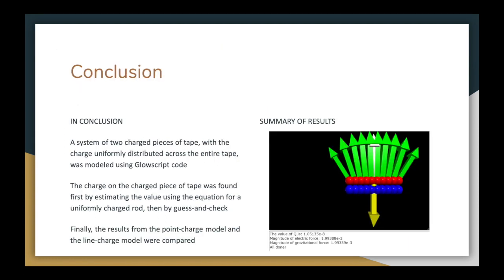In conclusion, we used GlowScript code to model a system of two charged pieces of tape, with the charge uniformly distributed across the entire tape. We found the charge on the tape by first estimating the value using the equation for a uniformly charged rod, then by guess and check. Finally, the results from the point charge model and the line charge model were compared.